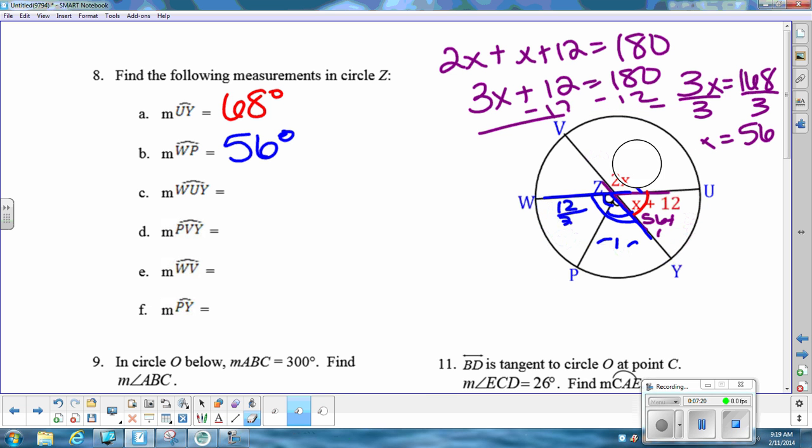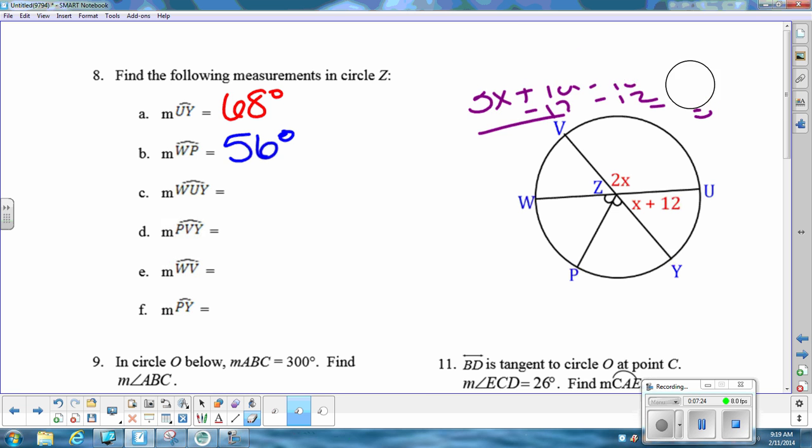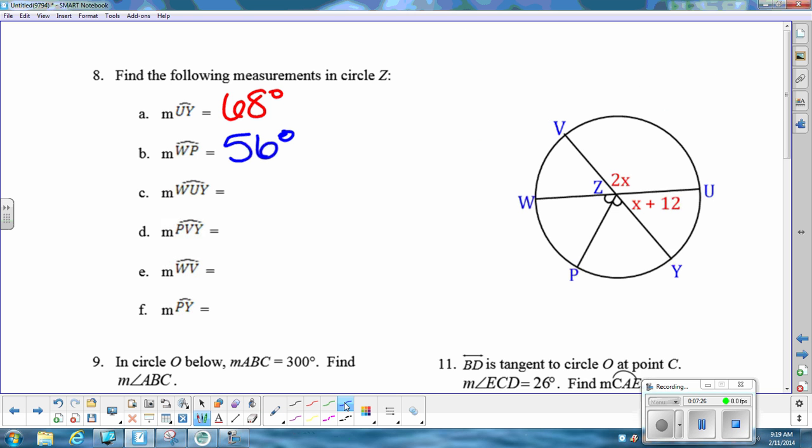I'm going to erase some of this to make it a little bit less confusing. We should already have all of this written down. If you didn't, go back and rewrite it. I'm going to fill in all the pieces we do know.